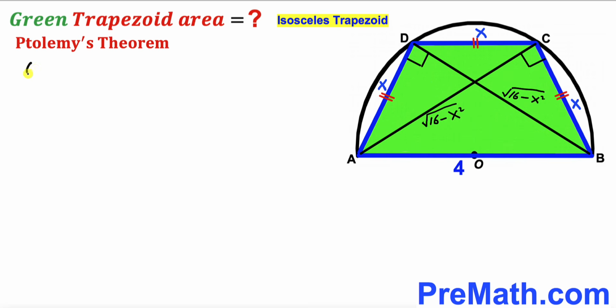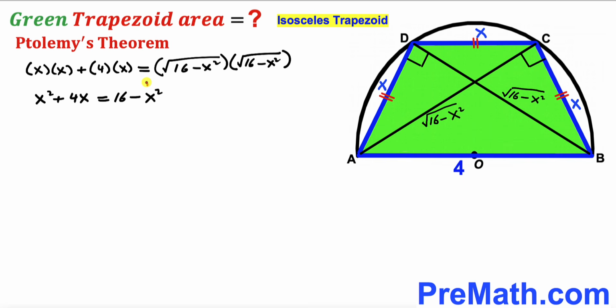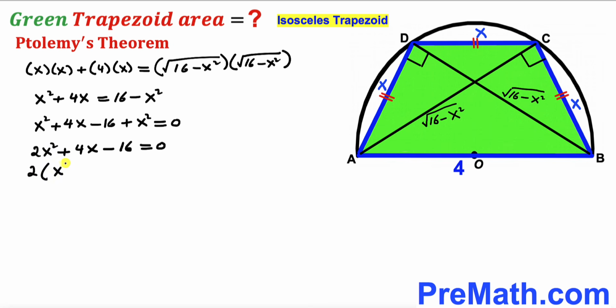So therefore we are going to multiply out x times x and then plus 4 times x equals to, we can multiply the square root of 16 minus x square and likewise times the square root of 16 minus x square as well. And now I'm going to move everything to the left hand side, as you can see in this next step. And here I can factor out 2. So we ended up with 2 times x square plus 2x minus 8 equal to 0.